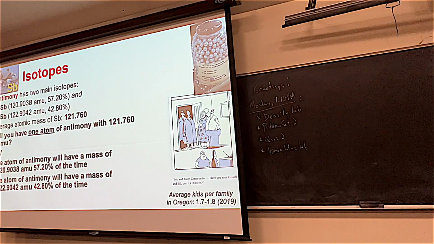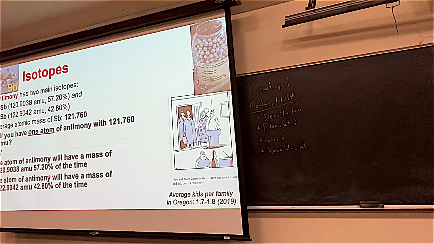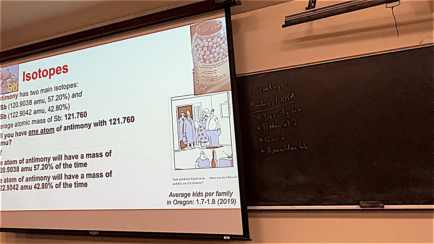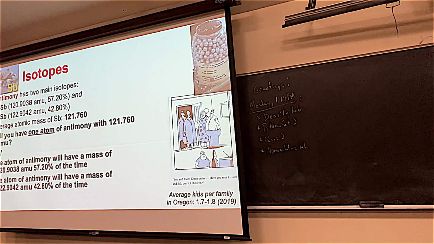You're going to have antimony with this mass about 57% of the time, and you'll have atoms of antimony with this mass 42% of the time, roughly. All right? All those numbers on the periodic table are like the 2.5 kids, 1.5 kids. I looked it up in Oregon. Oregon apparently has 1.7 to 1.8 kids per family. All right, cool. Anyway, so that's a fake number. You're not going to have 0.7, 0.8 kids.